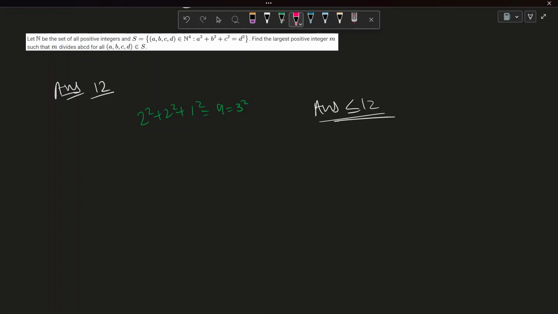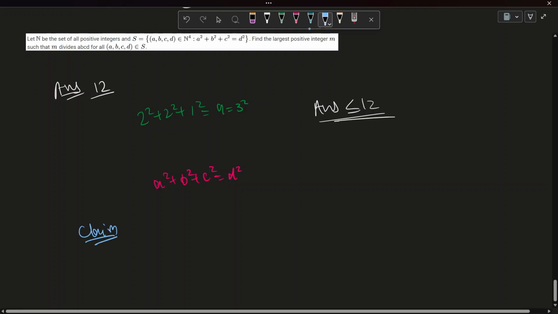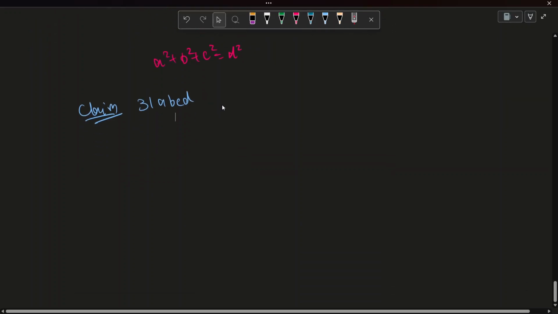Now I will show that 12 itself can be obtained. So our equation is a square plus b square plus c square equals d square. First we will make a claim. The claim is that 3 divides abcd. So this is the claim.